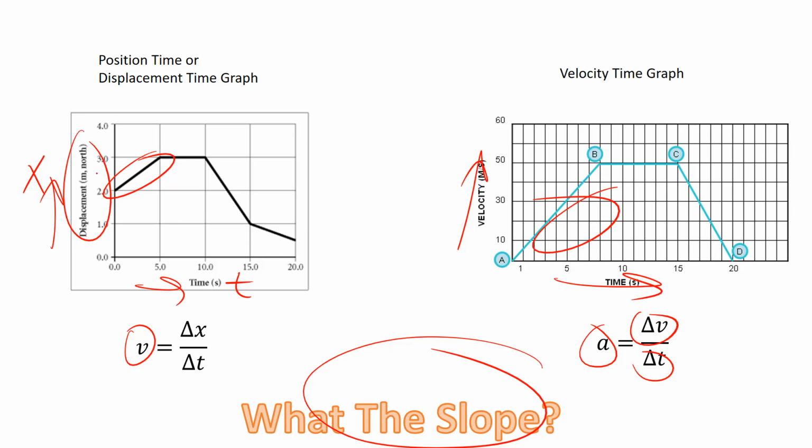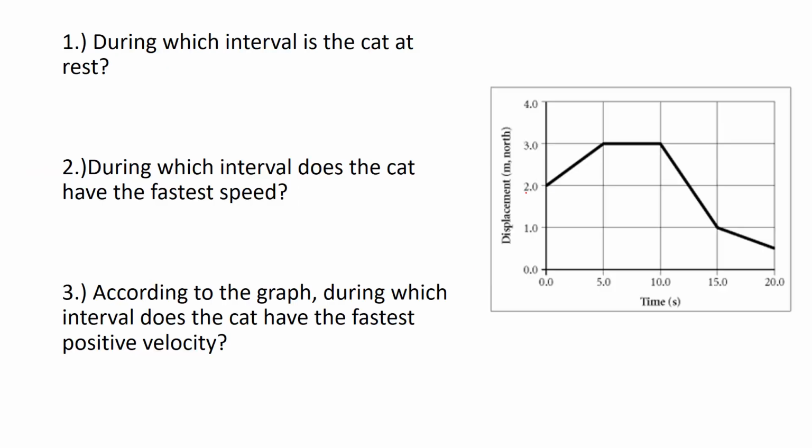The way I like to tell my students to think about it is to add the unit. You went from 2 meters to 3 meters. What does that mean? You went forward. In this one, you went from 0 meters per second to 50 meters per second. You went faster. Okay, now let's look at the start of the worksheet.